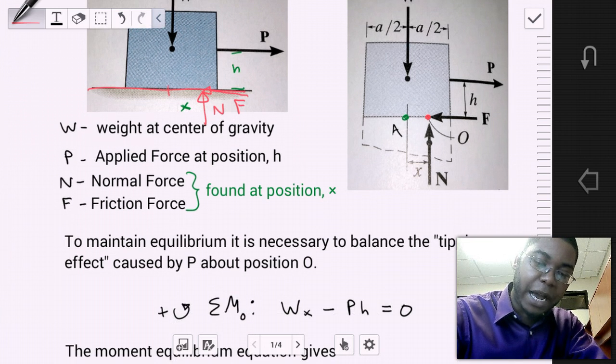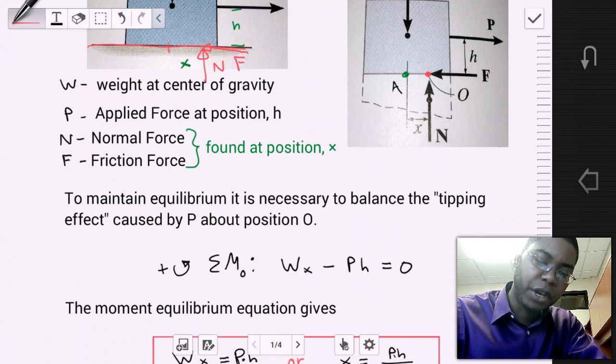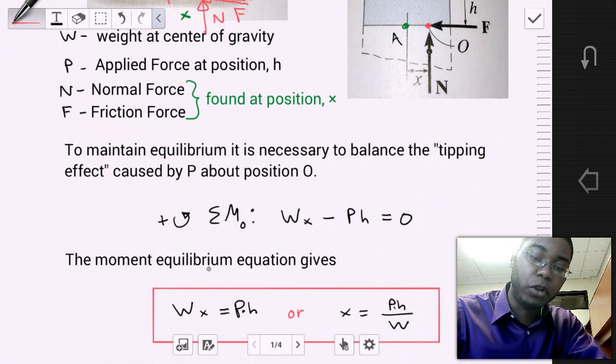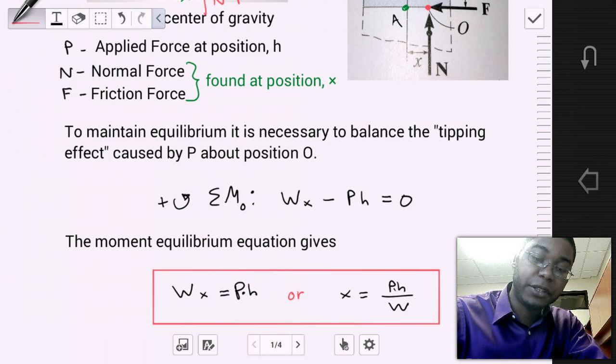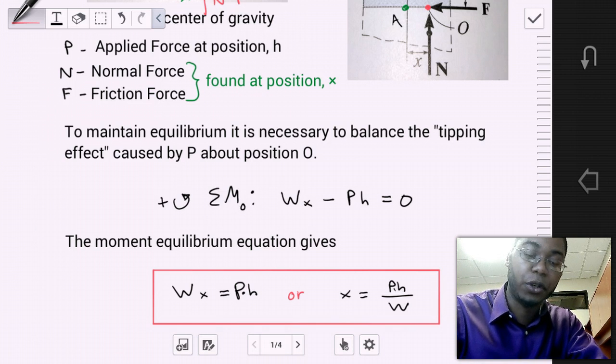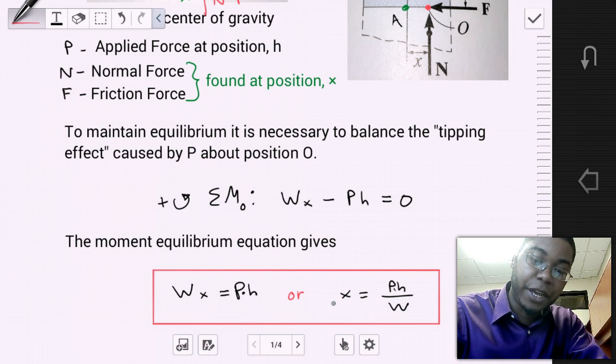And so when we apply the sum of the moments, assuming counterclockwise is positive, we'll find that the sum of the moments about point O is equal to W times x minus P times h equal to 0. Thus, the moment equilibrium equation gives us the position x of our frictional force and our normal force, where x is equal to the applied force P times its position h divided by the weight.